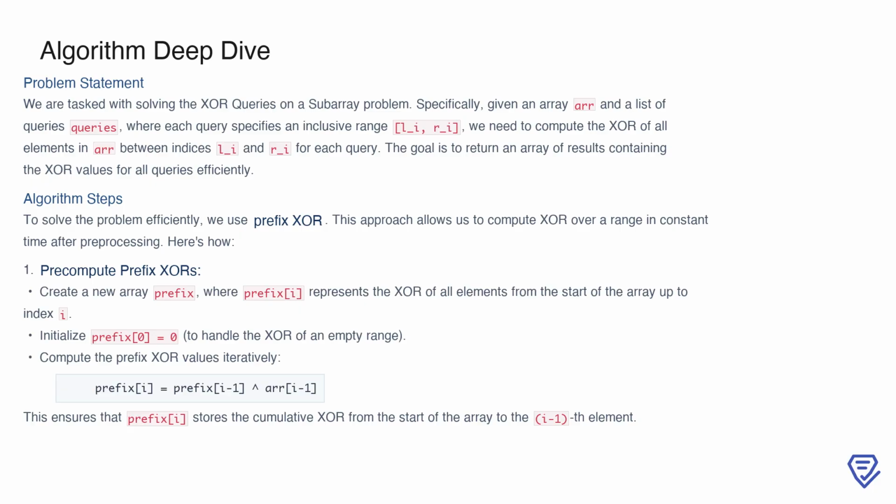The idea is to create a prefix array, where each entry stores the cumulative XOR of elements from the beginning of the array up to a certain point. This allows us to calculate the XOR for any subarray in constant time. To set this up, we initialize prefix[0] equals 0 to handle the XOR of an empty range. Then, we iteratively compute the XOR values for the prefix array using the formula prefix[i] equals prefix[i-1] XOR ARR[i-1]. This prepares the data structure we need for efficient query processing.